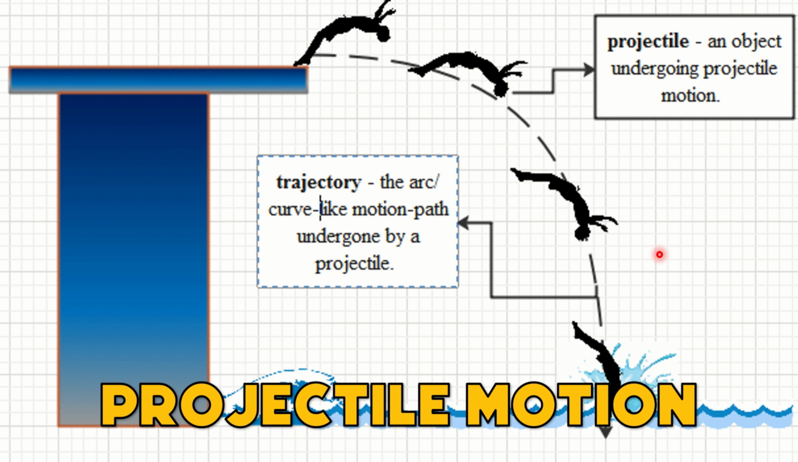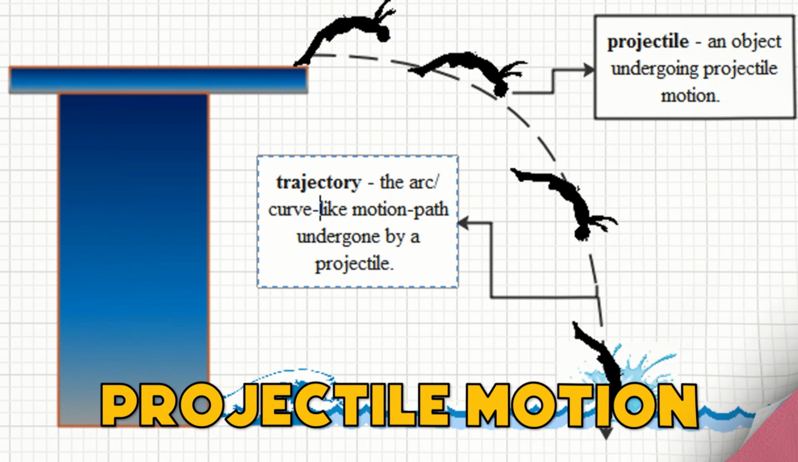Projectile motion is a form of motion where an object moves in a curved path. The object that is thrown or projected and exhibits projectile motion is called a projectile. The curve-like path undertaken by a projectile is called trajectory.